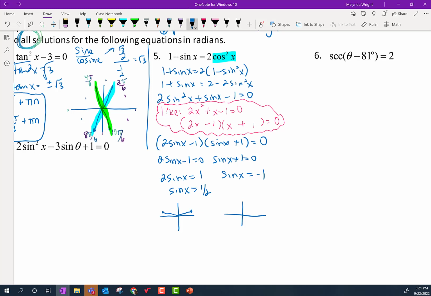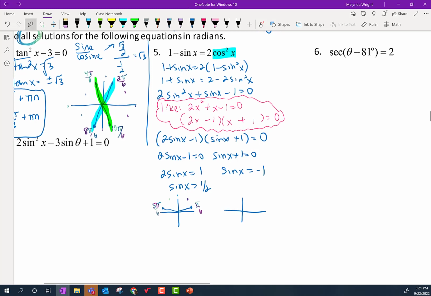Okay, this is a 30, 60, 90, so let's count. We have 1 pi over 6, 2 pi over 6, 3 pi over 6, 4 pi over 6, 5 pi over 6. Okay, great. So let's write our general solution. A solution for all is called a general solution.